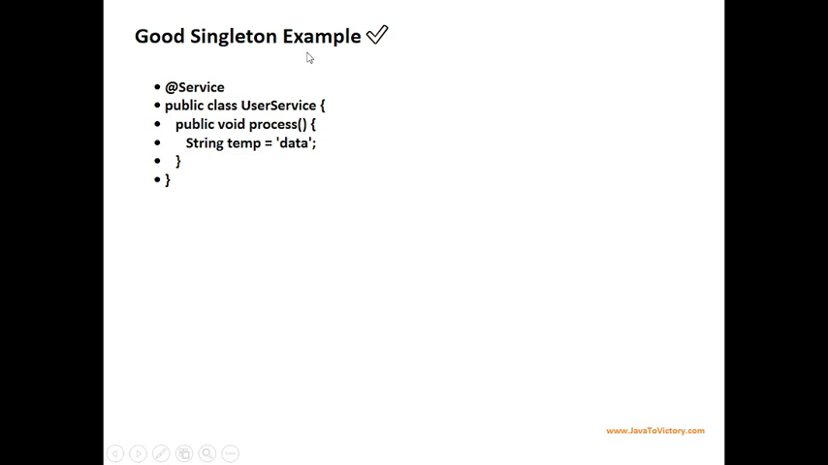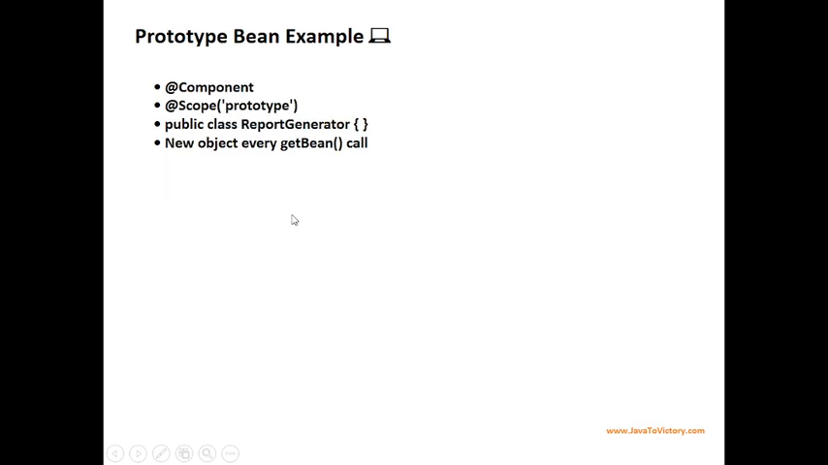So what is a good singleton example? You store the data inside variables within the method, to make the UserService bean stateless. That's about singleton scope.